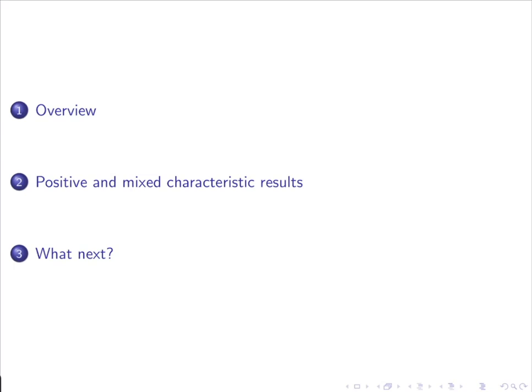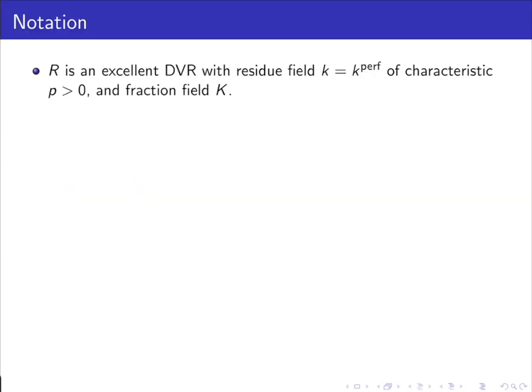All right, so let's begin with some notation first. So for me, R will denote an excellent DVR with the perfect residue field of characteristic p, which is always going to be positive, and fraction field big K.